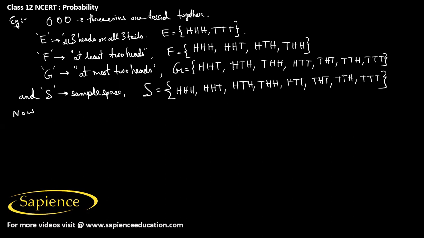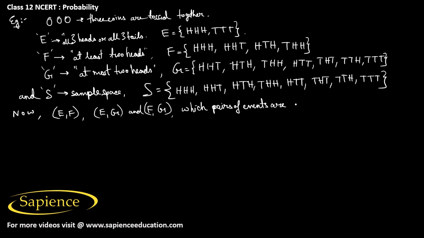So now we need to find which of the pairs of events, the events E and F, the events E and G, and the events F and G, are independent, and which pairs of events are dependent. That we have to find.